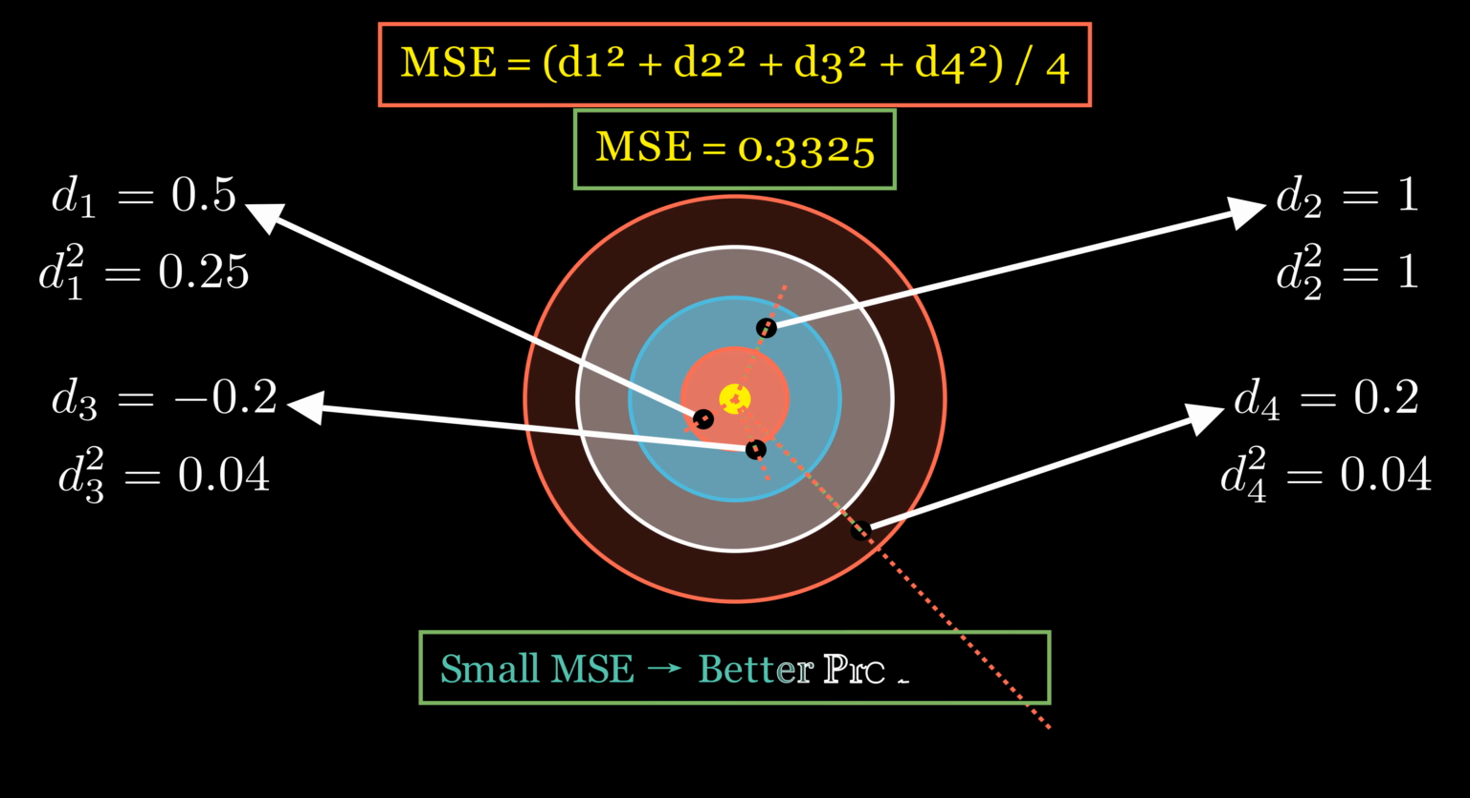If your darts are mostly close to the bullseye, the MSE will be small, indicating good predictions. MSE answers the question, how bad were my biggest misses? It's useful when larger errors need to be penalized more heavily.